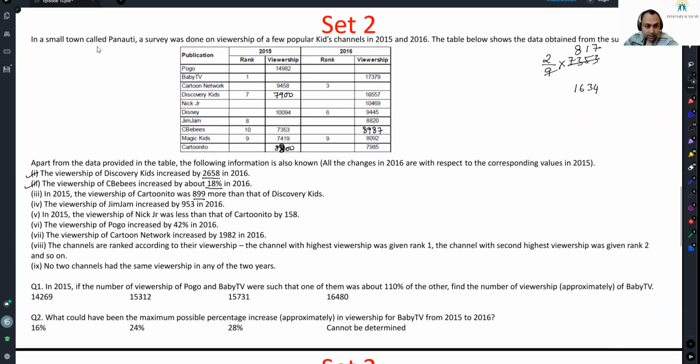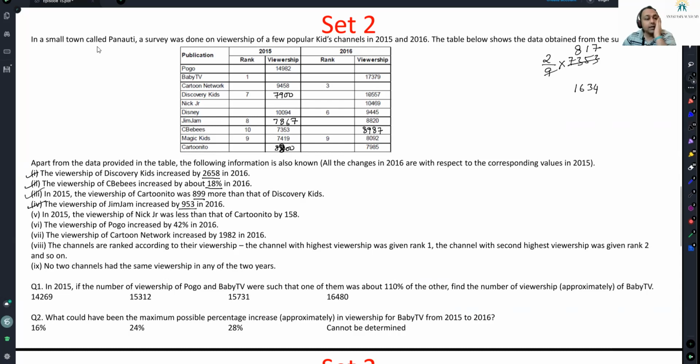Okay. This is done. The viewership of Jim Jam increased by 953 in 2016. Where is Jim Jam? 953. If it had increased by 1,000, it would be 7,820. 7,820 minus 47. Wait. If it had increased by 1,000, no, I have to add back 47. So 7,820 plus 47. So 7,867. This also works. Okay.